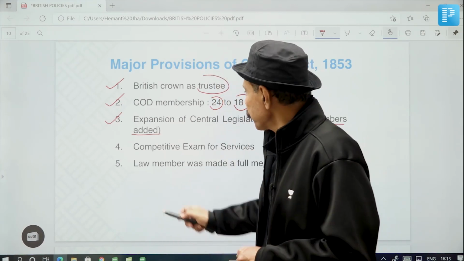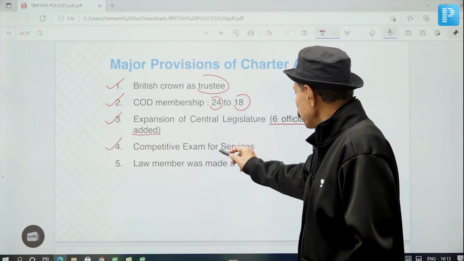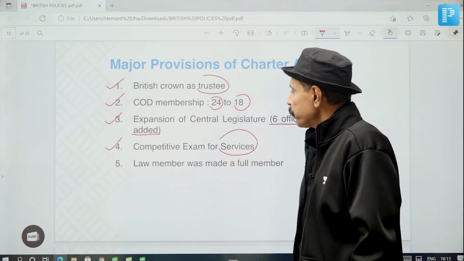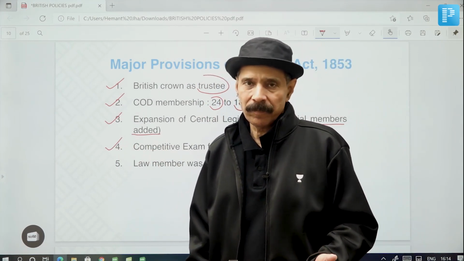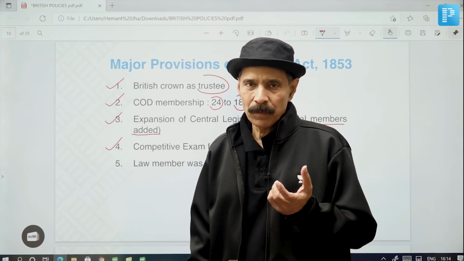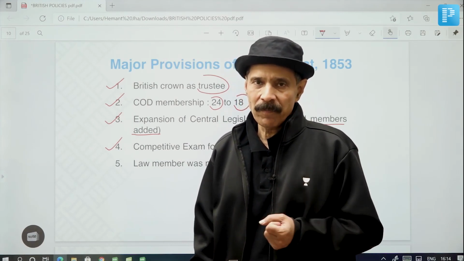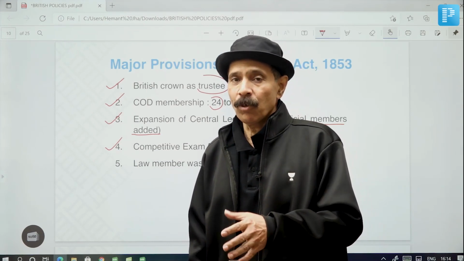Next one, competitive exam for services. And services here means the higher civil services. So members of the higher civil services earlier were not appointed through the process of a competitive exam. Now, they were to be appointed through a competitive exam.